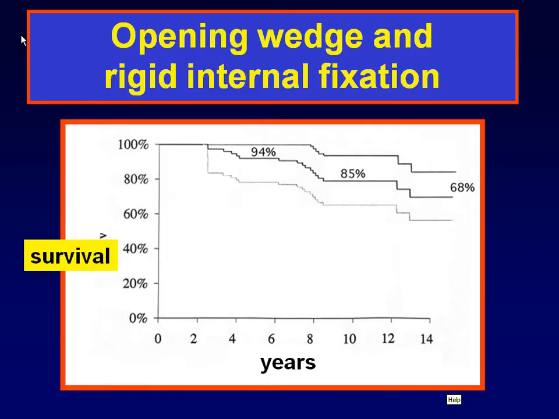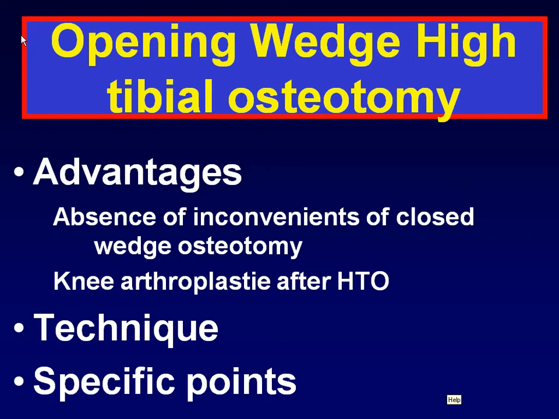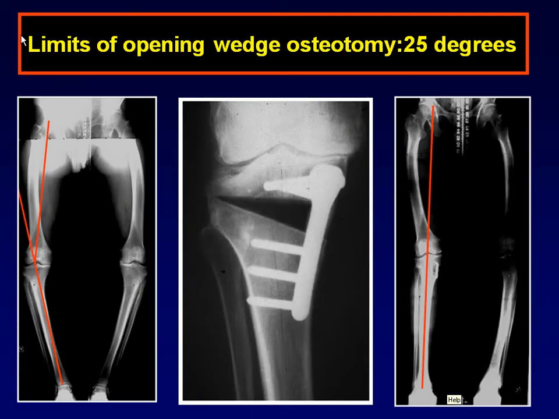What can you obtain as survivorship? At 10 years, about 85%, and at 15 years, 68%. So not exactly the same as for an arthroplasty, probably less than for an arthroplasty. But keep in mind, these are young patients. So the advantage, of course, is that you keep the capital deformity and you keep the bone stock. You have some limits. Probably the limit is about 25 degrees of correction, even with some experience.